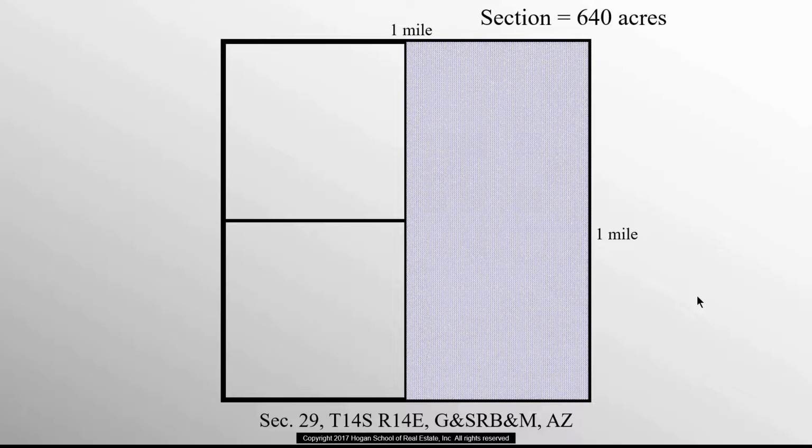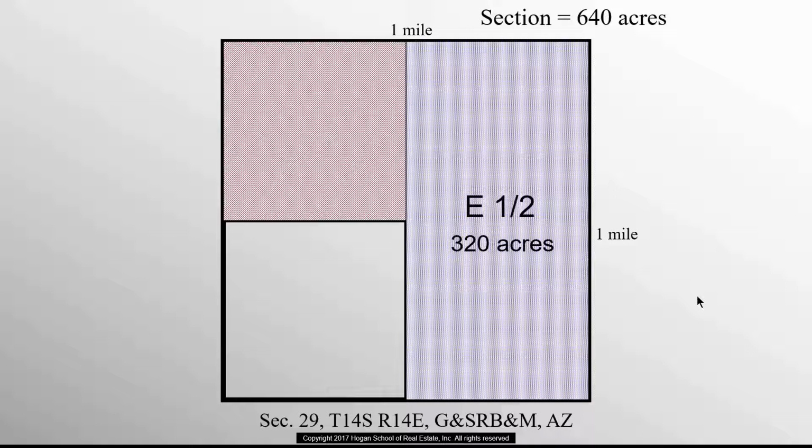So if you wanted to describe that parcel right there, I think we would all agree that's a half of a section. Question, which half is it? Well, it is the east half of section 29. How many acres would be in the east half or any half of a section? Well, if a section is 640, then the east half would be 320 acres, half of 640. So we would describe that parcel again as the east half of section 29, Township 14 South, Range 14 East of the GNSR B&M.